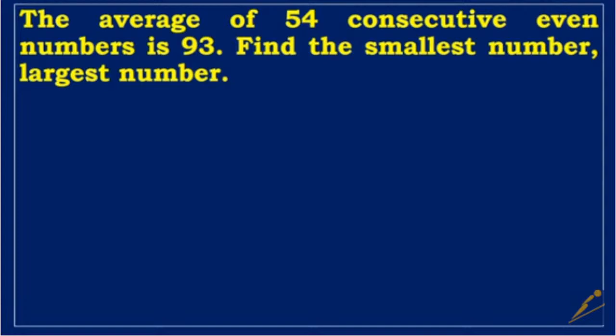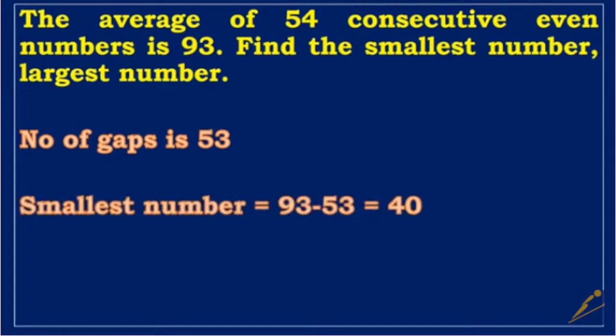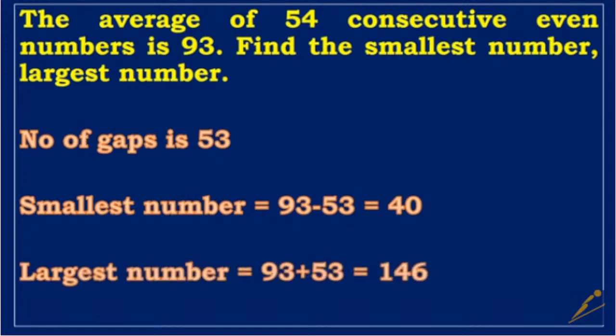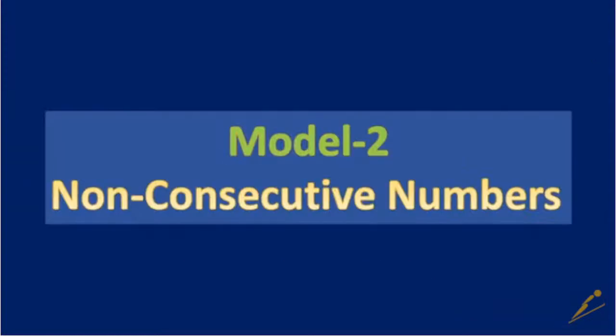The number of gaps is determined by subtracting 1 from the number of terms in the set. The total number of consecutive even numbers in this given problem is 54. The number of gaps will be 53. The smallest number will be 93 minus 53, which is 40, and the largest number will be 93 plus 53 equals 146. Let us now learn the second model for solving average problems.